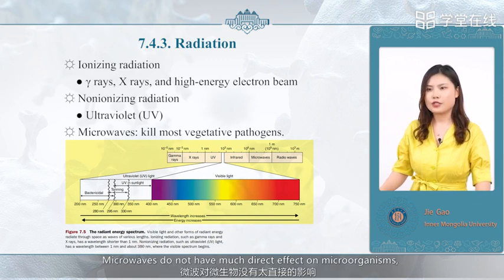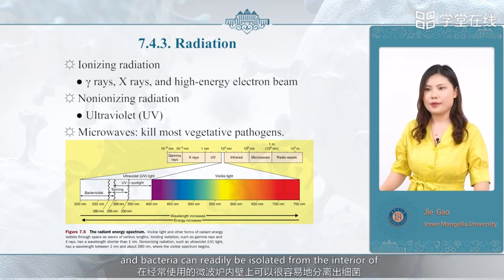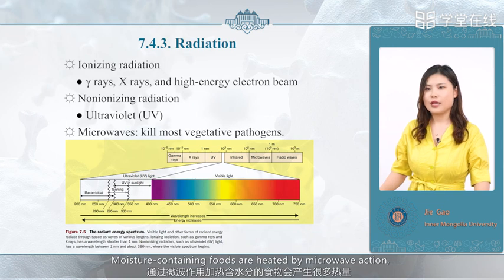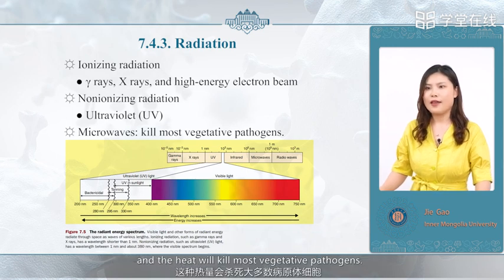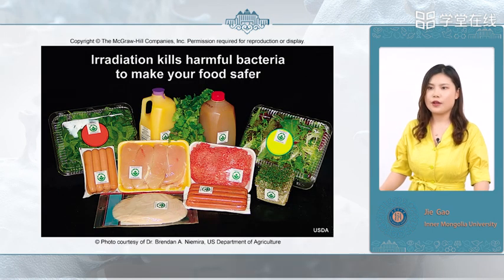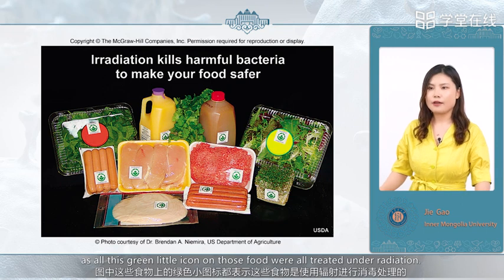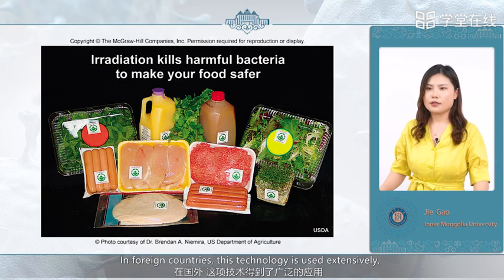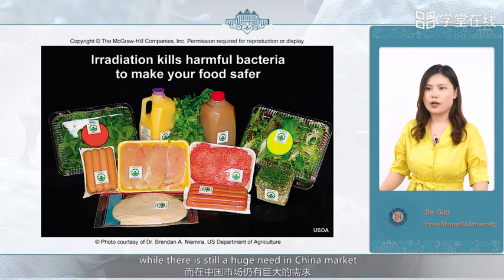Microwaves do not have much direct effect on microorganisms, and bacteria can readily be isolated from the interior of recently operated microwave ovens. Moisture-containing foods are heated by microwave action, and the heat will kill most vegetative pathogens. Radiation kills harmful bacteria to make your food safer. All these green little icons on this food show it was treated with radiation. In foreign countries, this technology is used extensively, while there is still a huge need in the China market.